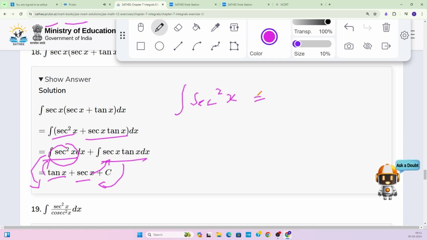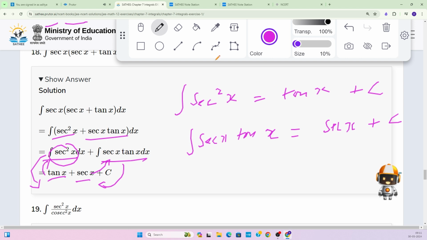We have already shown you that the integration of sec square x is equal to tan x plus some constant, and the integration of sec x tan x is equal to sec x plus some constant. So please do memorize them also, as we already gave you a list of standard or basic integrals and antiderivatives.